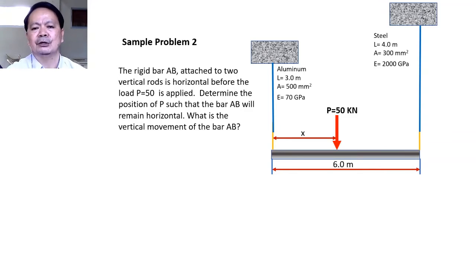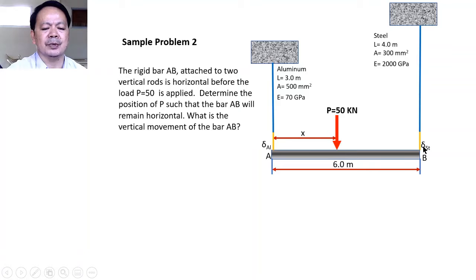It will remain horizontal. Let us indicate that this is our point A and B, and this will be our deformation that is caused by the applied load on the horizontal bar on the aluminum rod. We call it the deformation of aluminum. Whereas on the right side, I have here the deformation of the steel caused by the pulling effect of the 50 kilonewton load applied at the horizontal bar.